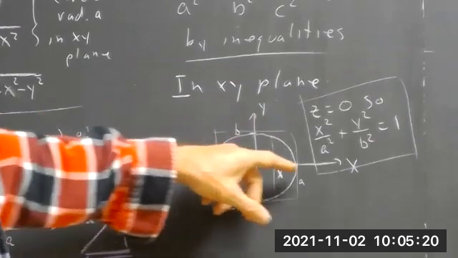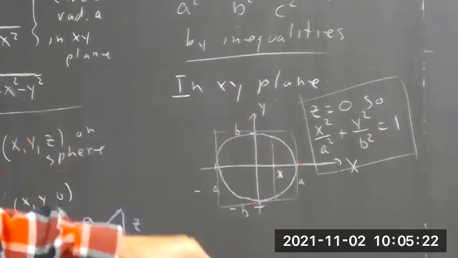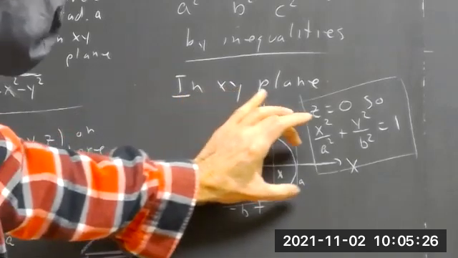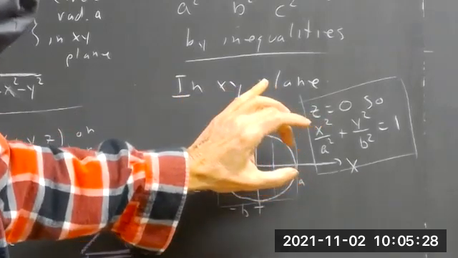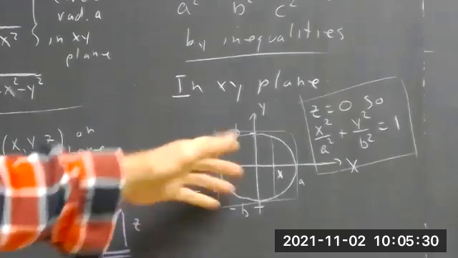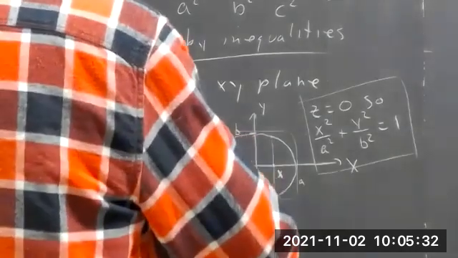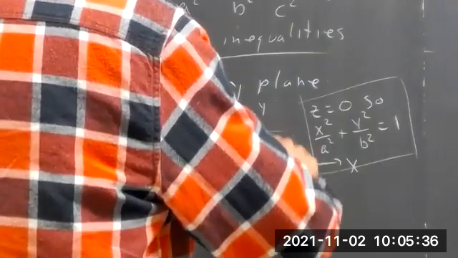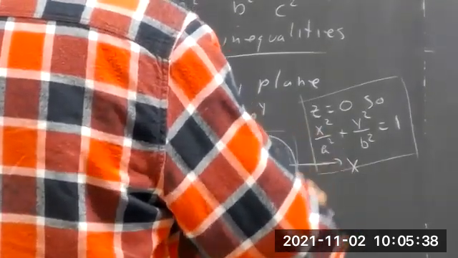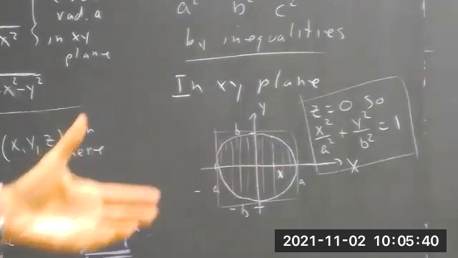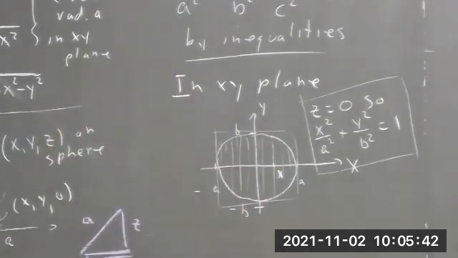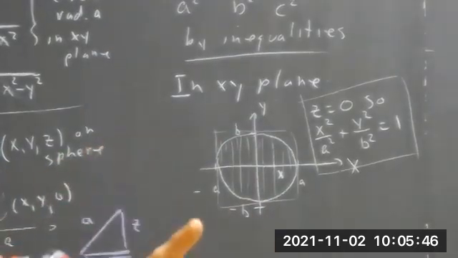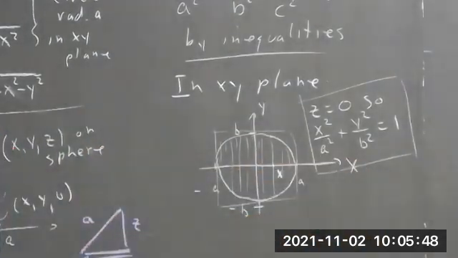And if you let X go from negative A to A, then these lines are going to just sweep out this whole ellipse, right? You're going to get a series of lines, an infinite number of lines, that give you every point within the ellipse. Okay, every point within the region bounded by the ellipse. A minute ago I said every point on the ellipse, and that wasn't quite right.